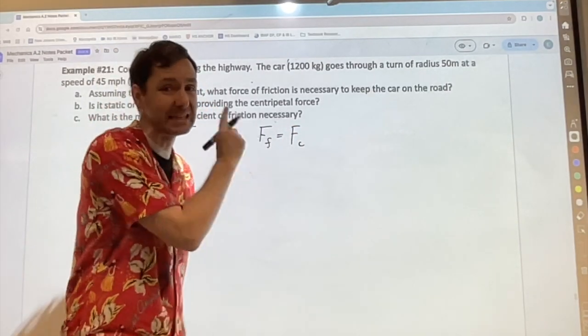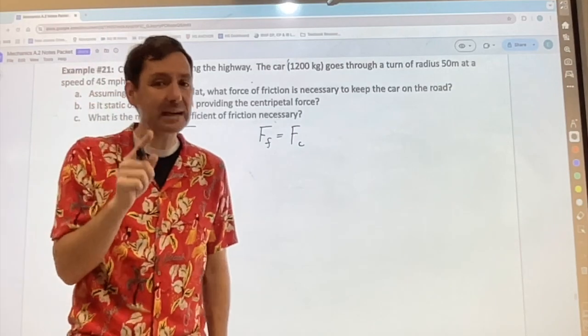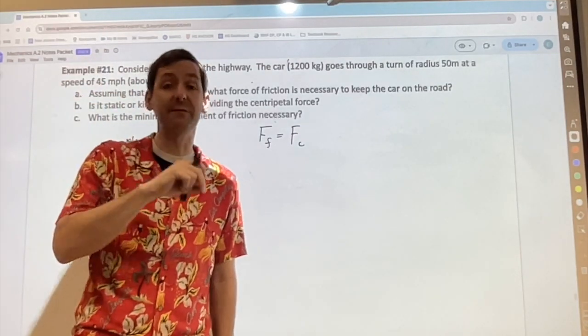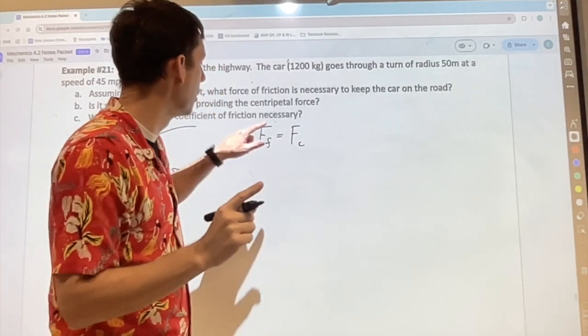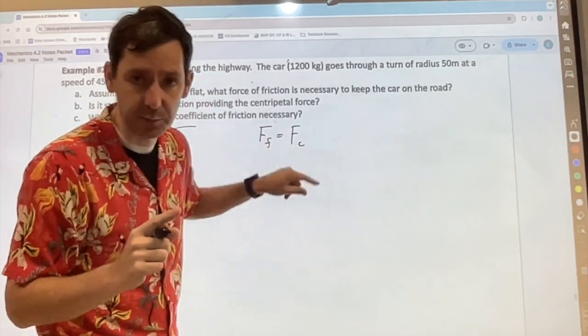You should do this simple equation right here. Anytime that you see something in circular motion, if it says it's a constant radius, any of those things, you should be looking for what is the centripetal force.